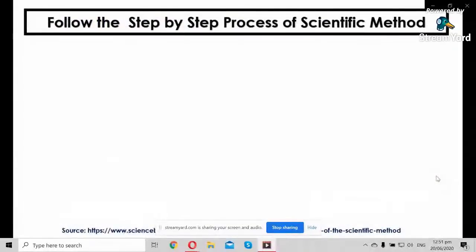We're finally done with our step-by-step process of scientific method. This time, we are going to review our answers. Using your pen, paper, and notebook, prepare yourself. First question is, what is the first step of scientific method? Write down your answers in your notebook. Go. Very good. First question is, ask a question. What is the second step of a scientific method?